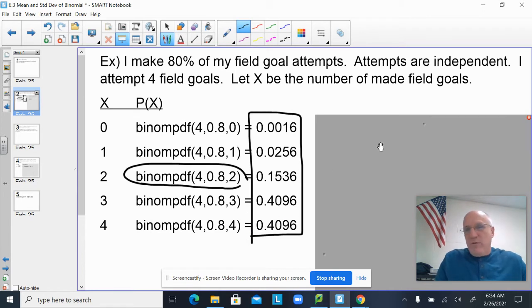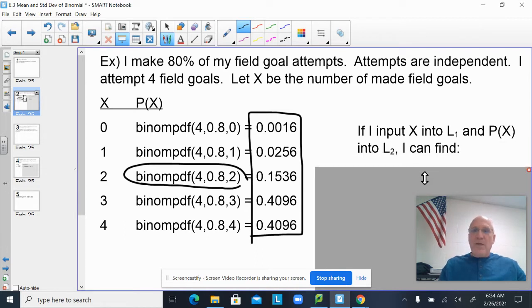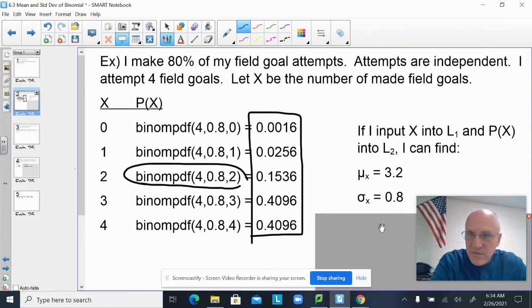But if we don't recognize that, we can always put in the data. If I input x into L1 and p of x into L2, I can find the mean and the standard deviation. The mean is 3.2, standard deviation is 0.8.